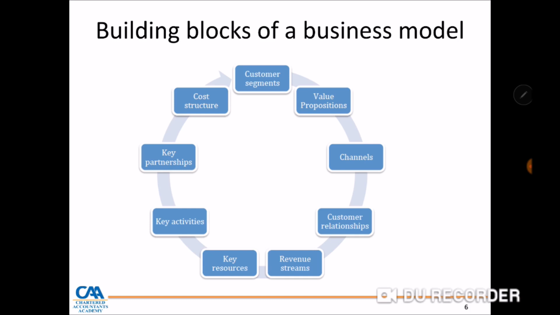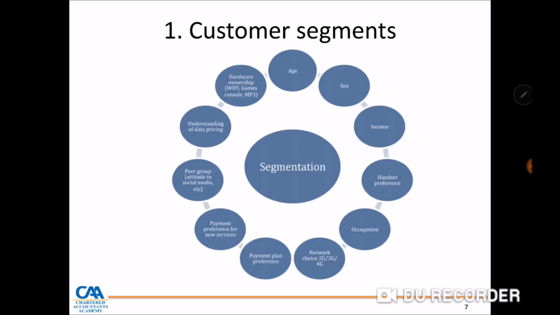So for these 9 blocks that we are going to focus on discussing in this lecture, how do they assist you in understanding and interpreting how a company is creating and delivering value to its customers? So we are going to start off with customer segments.